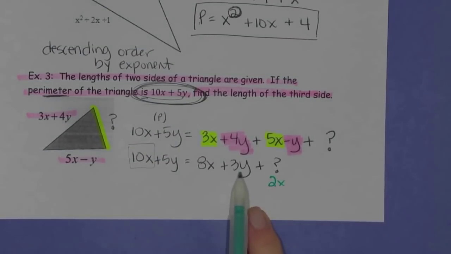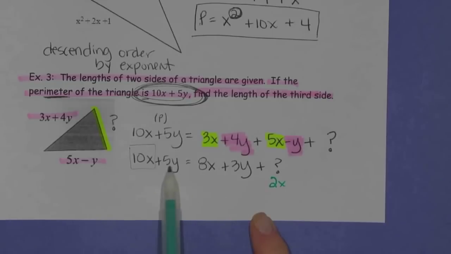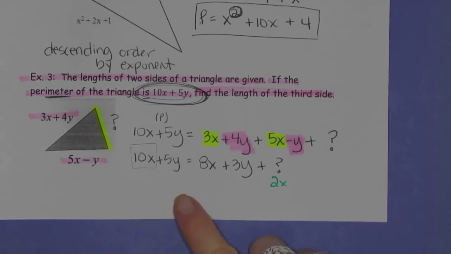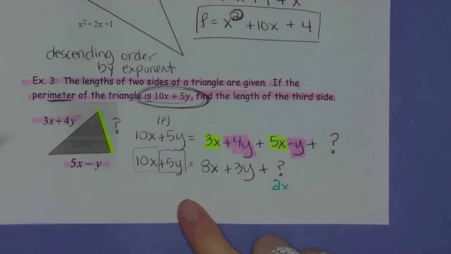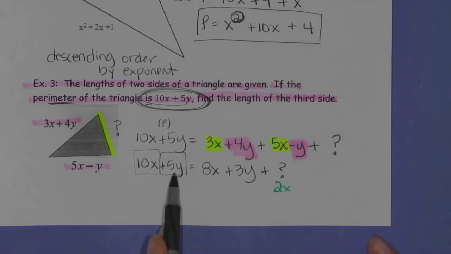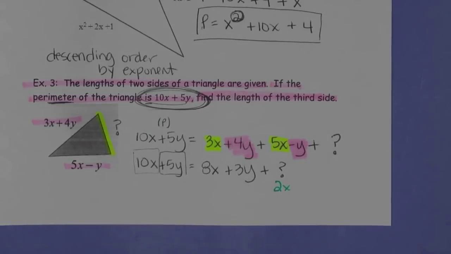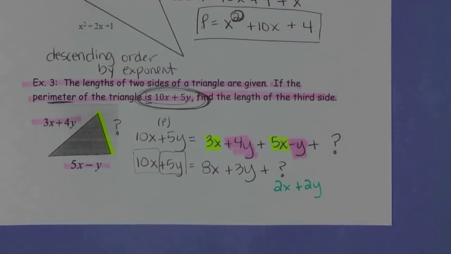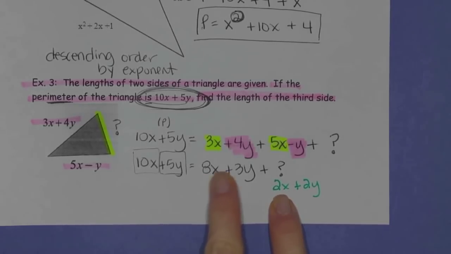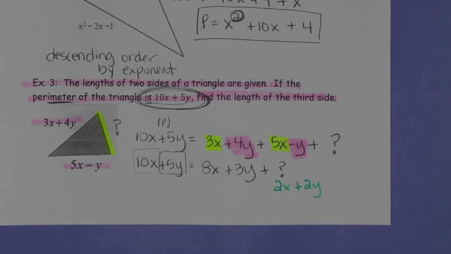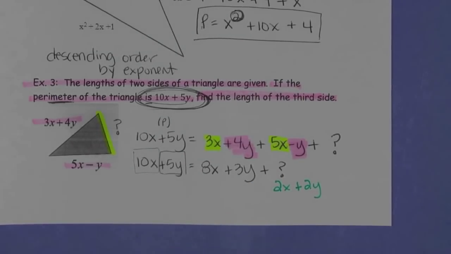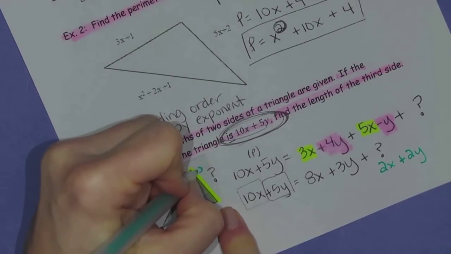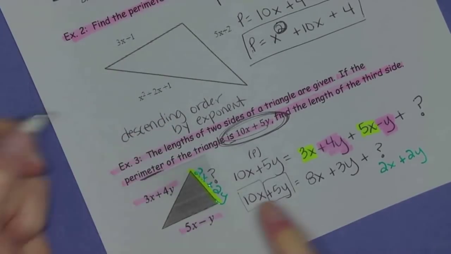Now, 3y has to become this 5y. So what more do I need? I need more y's to get to a 5y. Well, how many more? Well, you already have 3, so I'm thinking we need 2 more y's. So if your question mark is equal to 2x plus 2y, then when you combine your like terms, there's your 10x and there's your 5y. So I would say that the length of my third side here is simply 2x plus 2y.